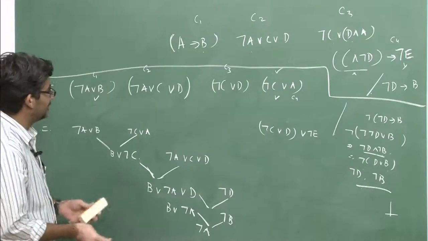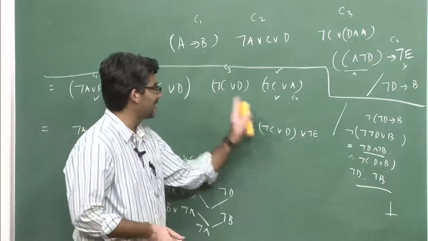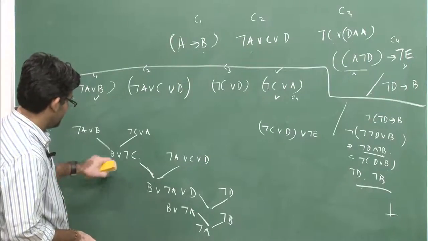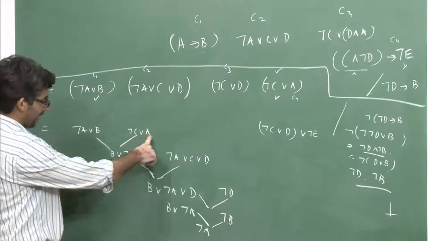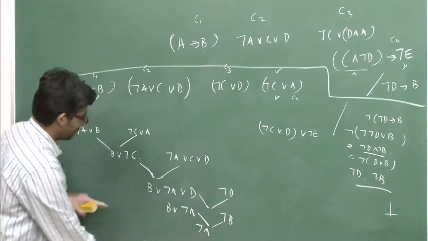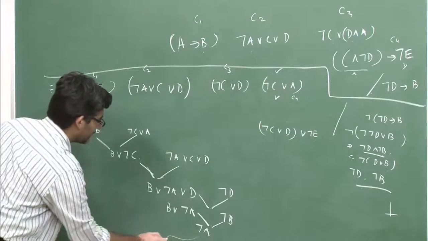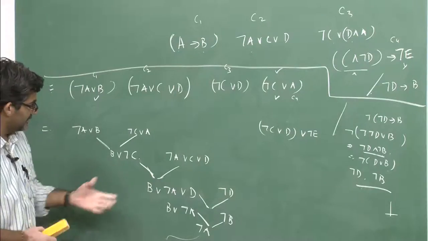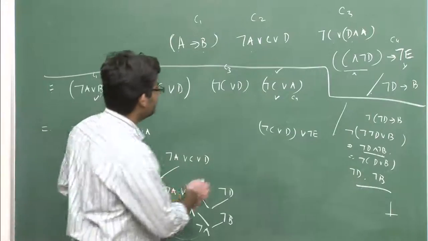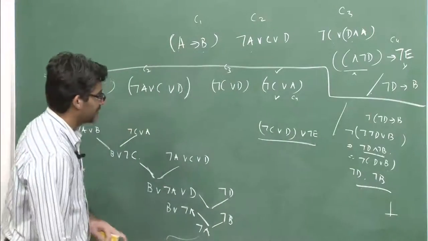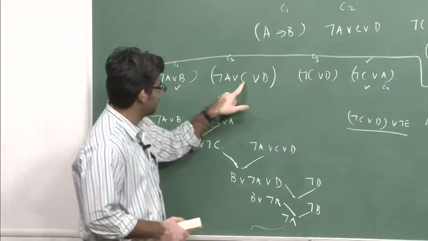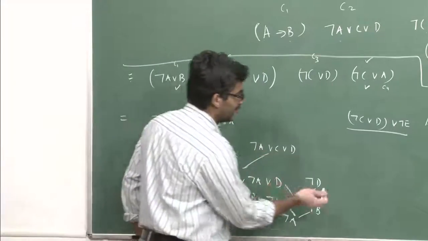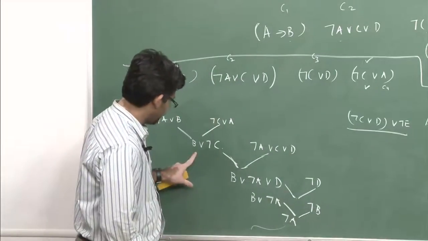Now we need to see whether we can generate A from some other things. So now you have not C or A and then you have not A, so this leads to a particular kind of thing. So B or not C, not A or C or D. Now we need to apply on this. So not A or C or D, not C or D, and then somehow we need to take these clauses in such a way that you generate this empty clause.